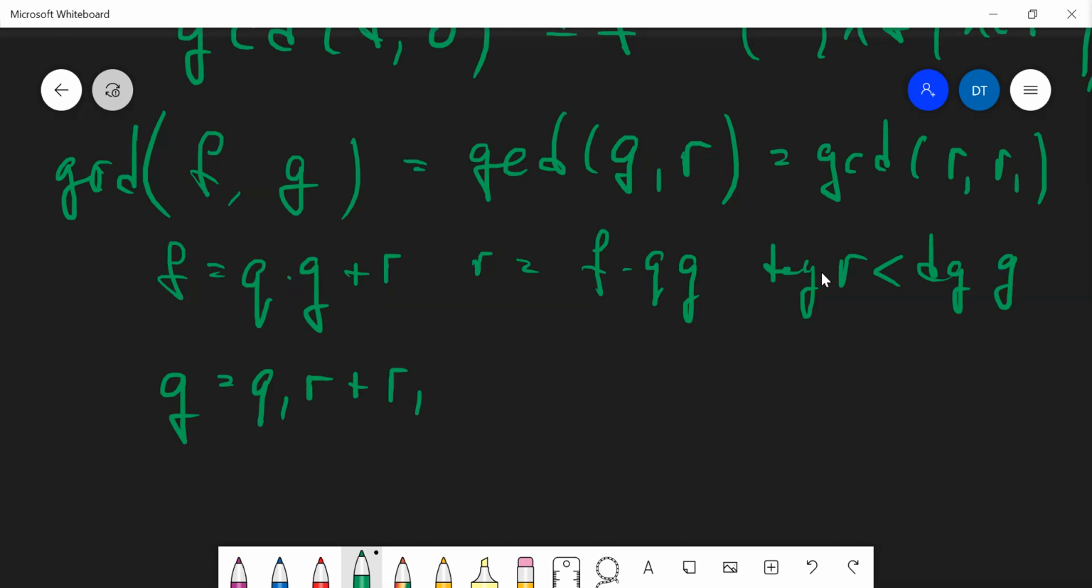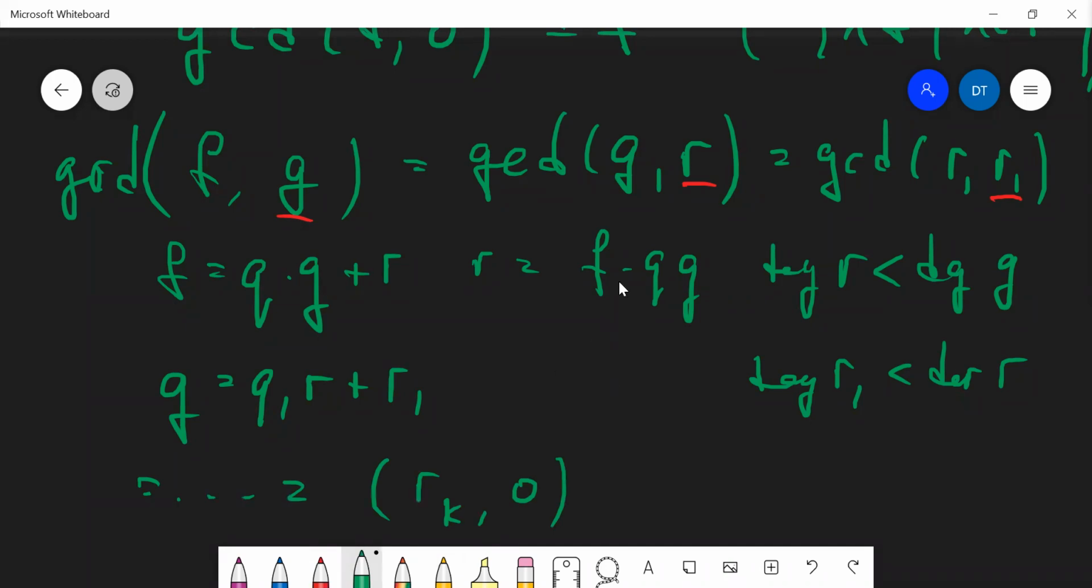That's just by definition. Then, when we look at the second equality, the degree of the remainder r1 is strictly smaller than the degree of r, because r is the divisor. So, when we repeat this process, the degree of the second polynomial here always strictly decreases. But since the degree is a natural number, this process cannot go infinitely long. So after several steps, the second polynomial will become 0.